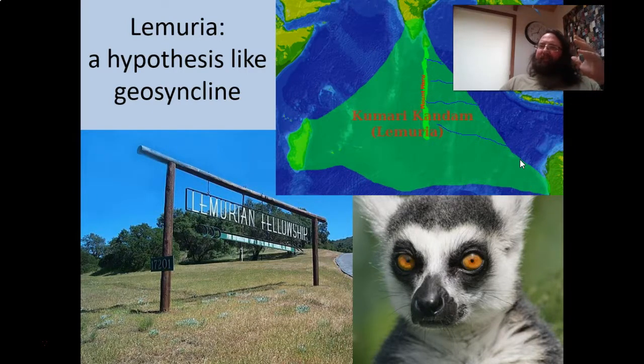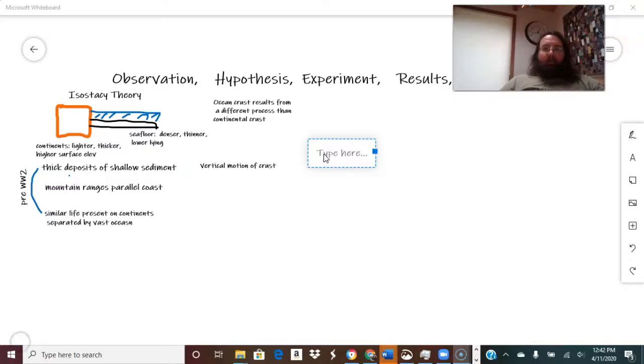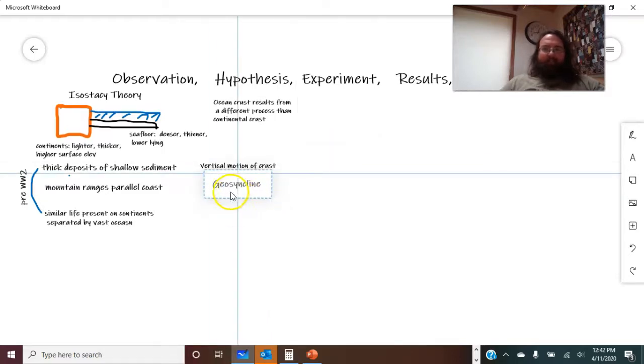It definitely had a lot of evidence to back it up, but as we'll see, we have a better theory that explains more of the observations now. This was your dominant hypothesis. And so we're going to call this hypothesis geosyncline theory. Geosyncline, I'm going to keep it fairly large, and it basically revolves around vertical motion of the crust.